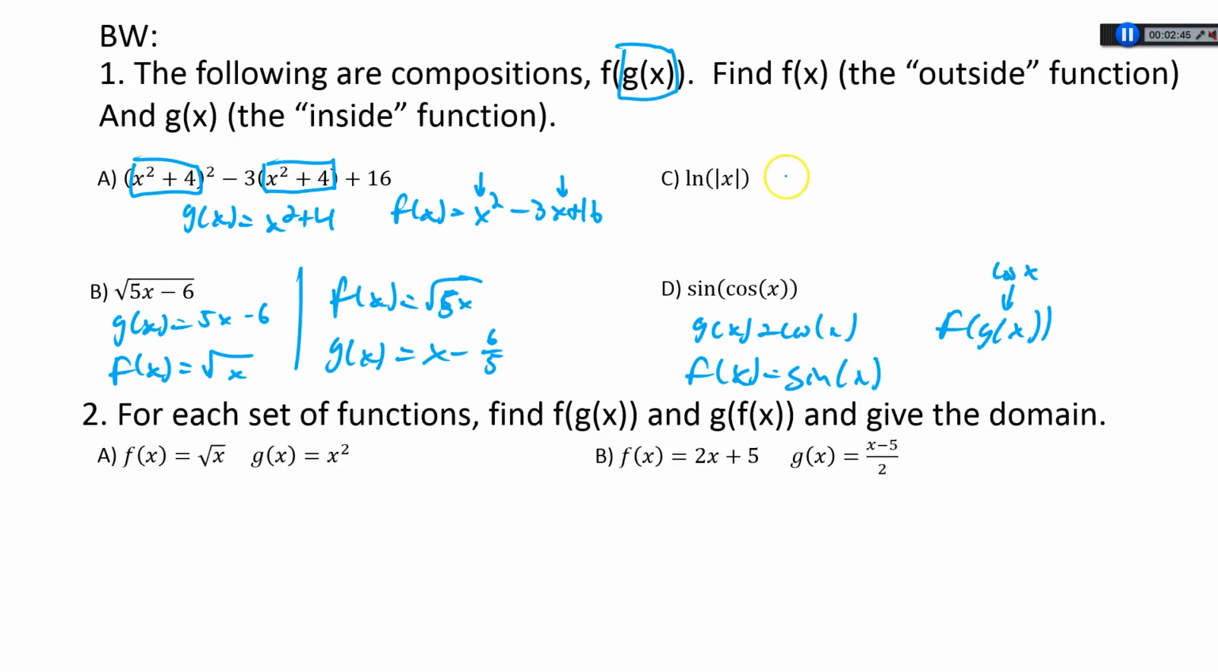This one, I'm pretty sure I would do g of x is absolute value of x, and I would have f of x is ln x. Just some composition problems like that on your homework. I'm going to make sure we tried a few.